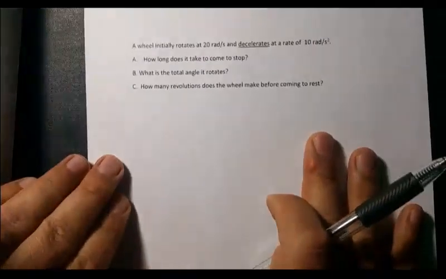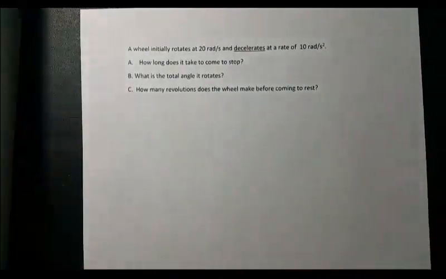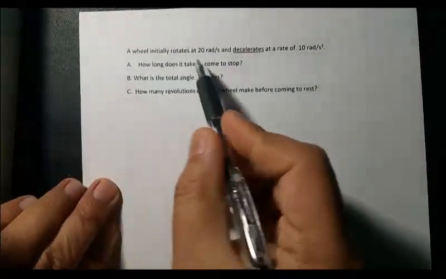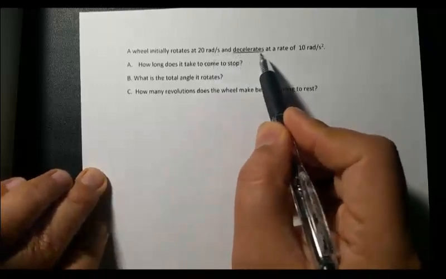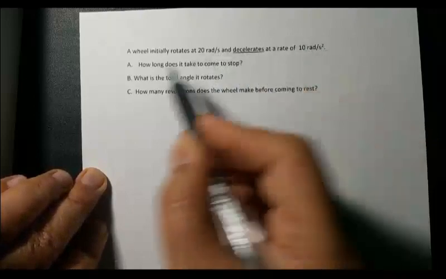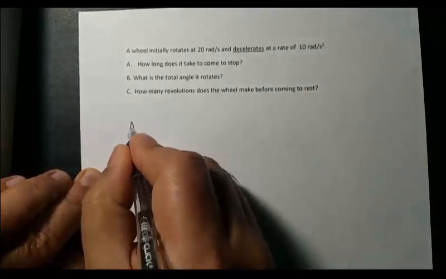The first problem is something like this: a wheel initially rotates at 20 radians per second and decelerates at a rate of 10 radians per second squared. How long does it take to come to rest, and so on. So let's first solve the first problem.